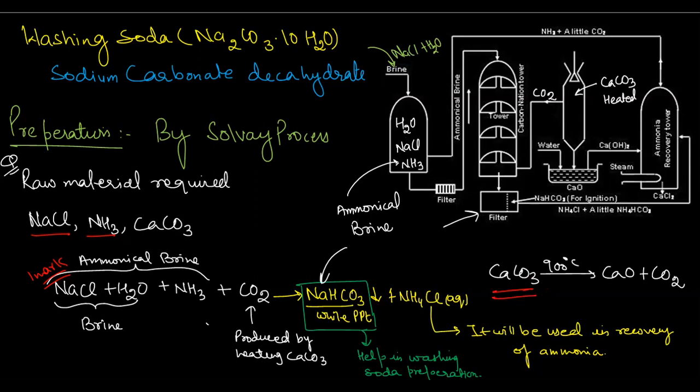When calcium carbonate is heated, it is a thermal decomposition reaction. It will give you calcium oxide and carbon dioxide. And this carbon dioxide which is produced here, we pass to this reaction here. So what would happen when carbon dioxide is passed to ammonical brine?